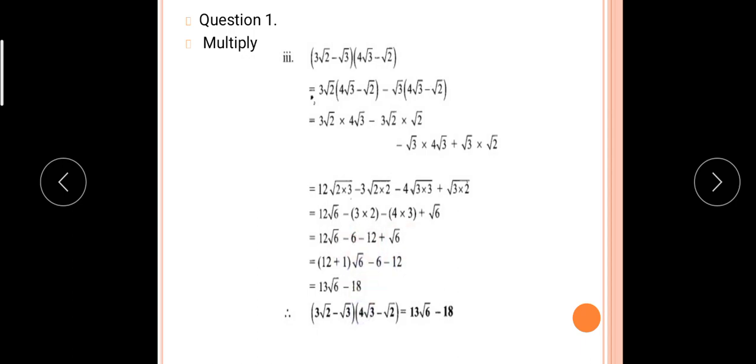Here come 12 plus 1, because they are like surds, so you can add them. So 13 root 6 minus 18. So what is the answer? We can't simplify it any further, so that's why we have to stop here. That is, 13 root 6 minus 18 is the answer. So students, this step you can skip, but if you write this step, your mistake will not happen.